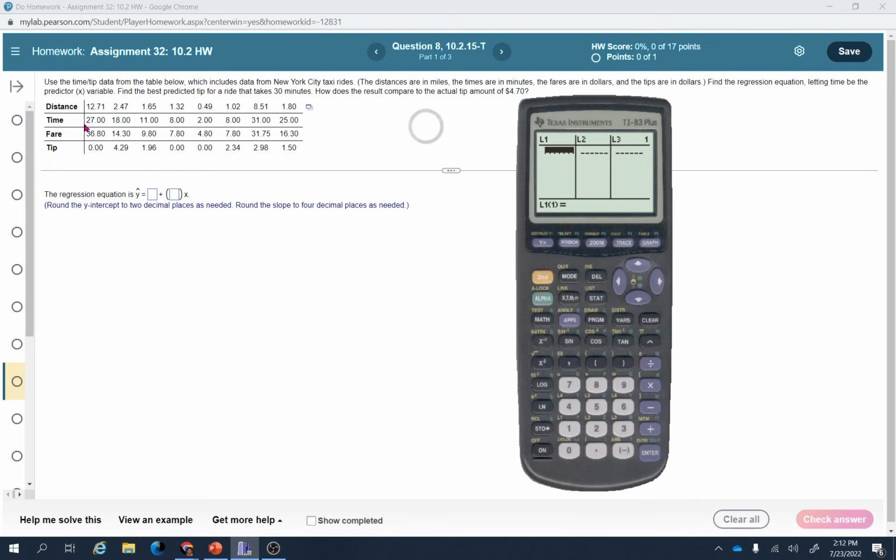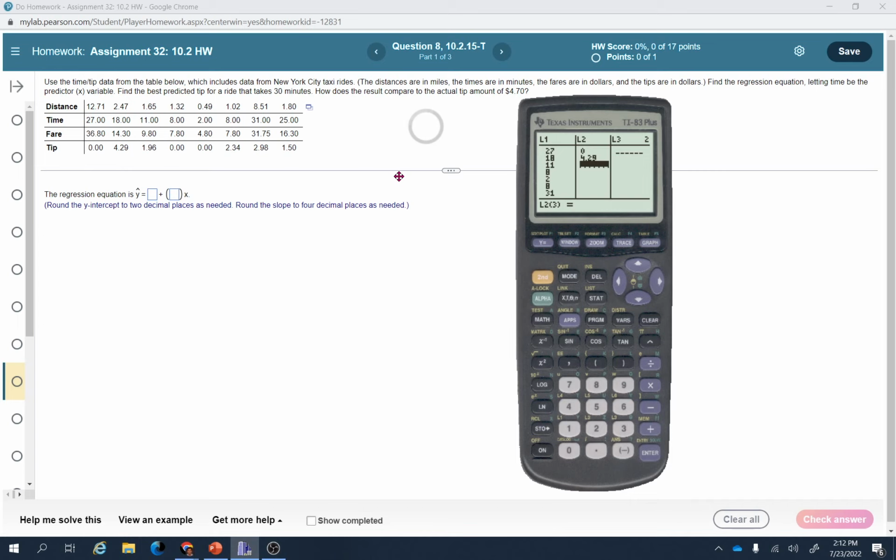Okay, I'm going to type these values here: 27, the second one is 18, the third one is 11, the fourth one is 8, 2, again 8, 31, and then 25. That's our time. For the 27, the tip is $0, and for 18 minutes, the tip is 4.29. So this is actual data.